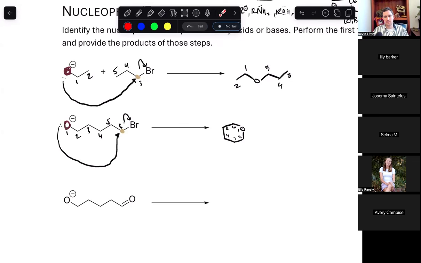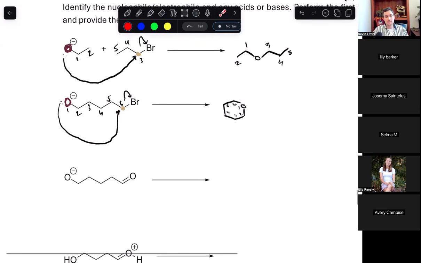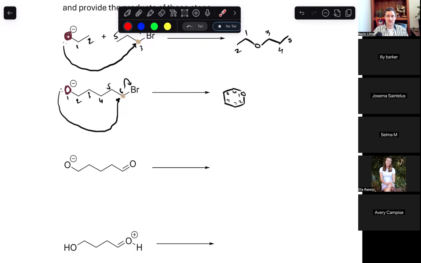So the numbering is just something that's helpful to you. I'm not going to grade you on it, but it's really helpful to make sure you don't drop carbons, or in this case, to make sure you know exactly how big your ring is going to be. So anytime something attacks itself, attacks the same chain that it's on, it's going to form a ring.